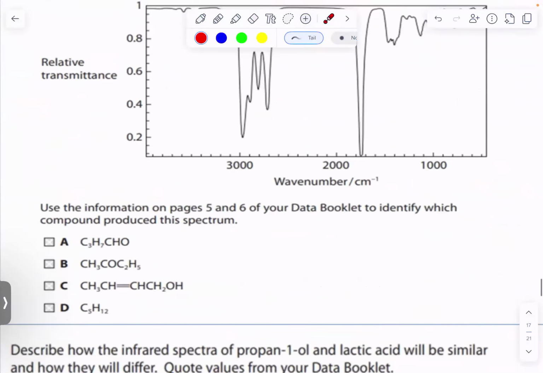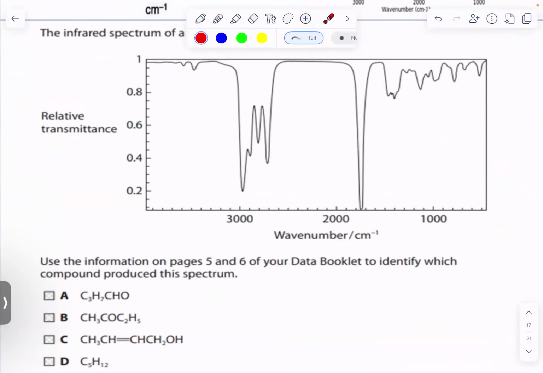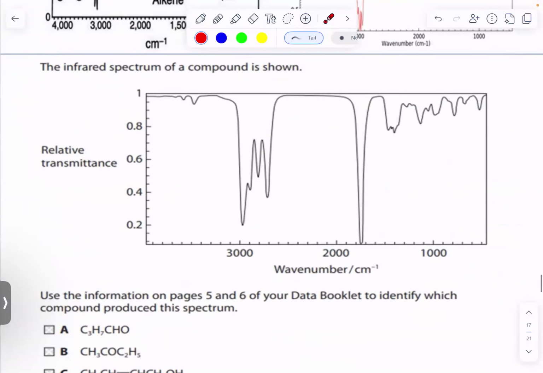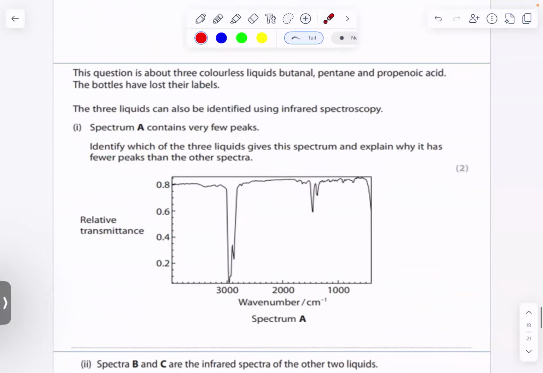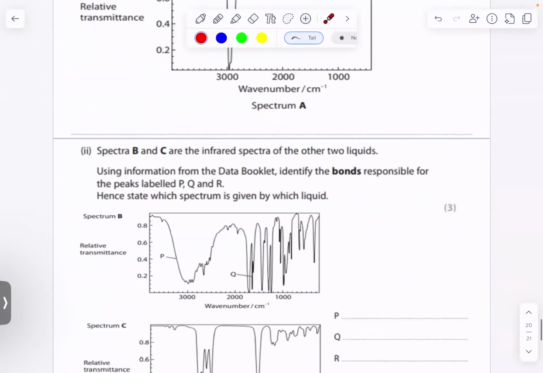Now this question. The infrared spectrum of a compound is shown. Use the information on page 5 and 6 of your data booklet. Now you need a data booklet for that. Can you do it as a homework? Okay. And there are few questions more. They are not a lot.